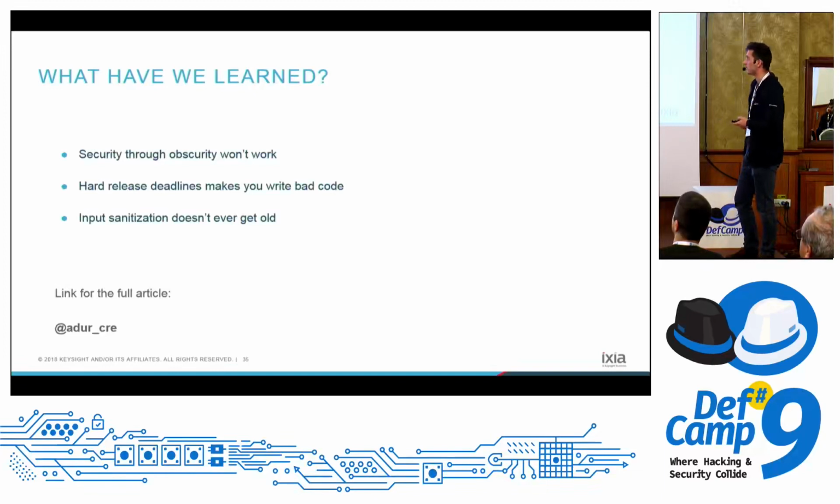Also, hard release 9 makes bad code, and this is true because after they made a patch for Drupalgeddon 3, one month ago, another vulnerability, let's call it Drupalgeddon 4, has appeared. It seems to be a critical vulnerability. The public exploit hasn't been released yet, but I'm expecting it any time from now on.